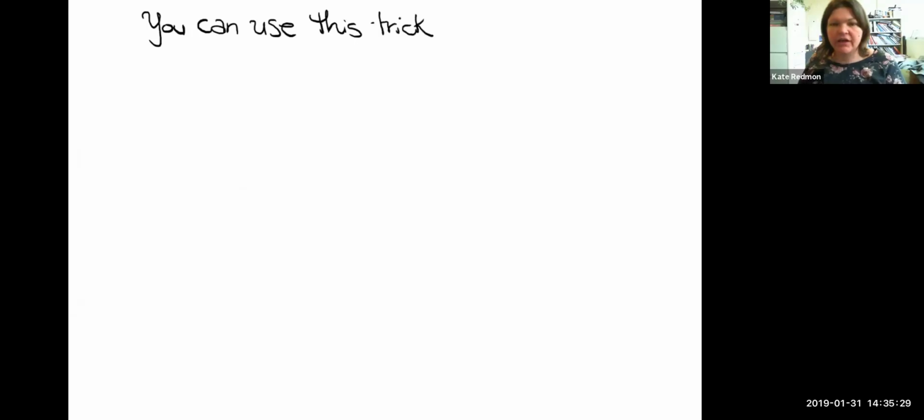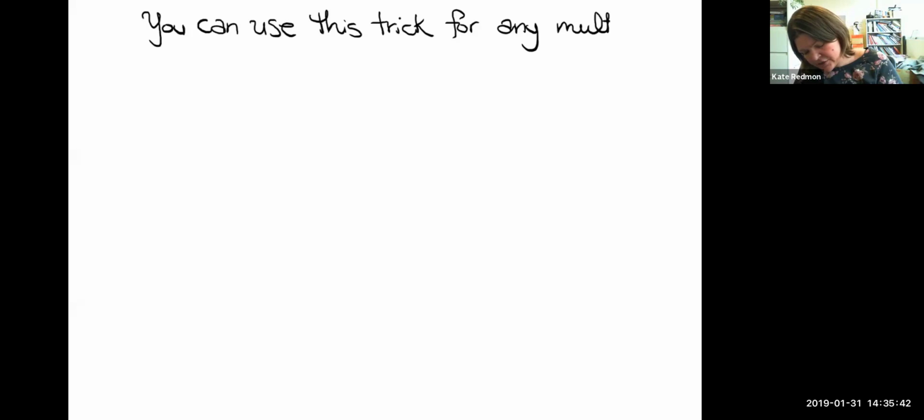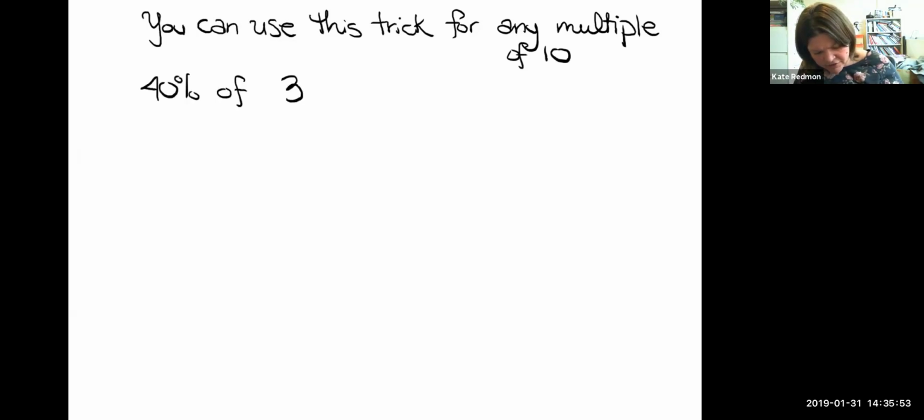Sure, 40. So let's go through our multiples of 10 real quick. My multiples of 10 are anything on the 10 times table. So I'm thinking 10%, 20%, 30%, 40%, 50%, 60%, and so on and so forth. Now, just because James said 40%, let's try one with 40%.